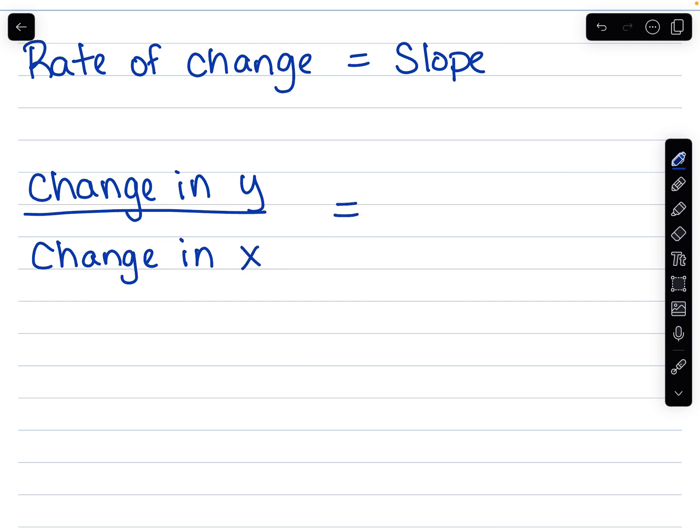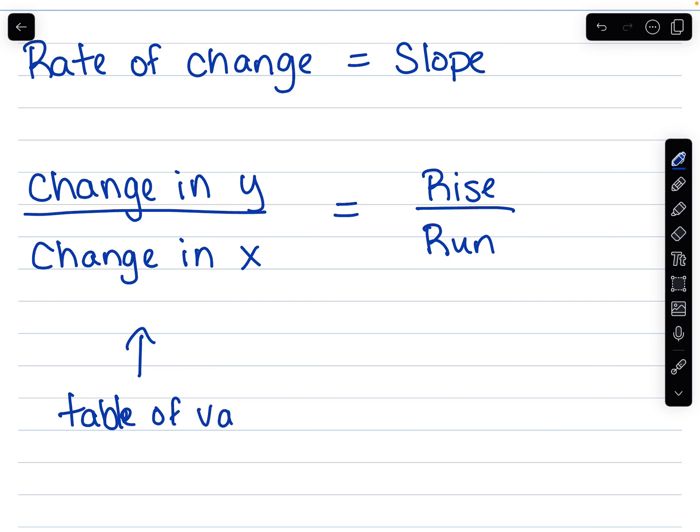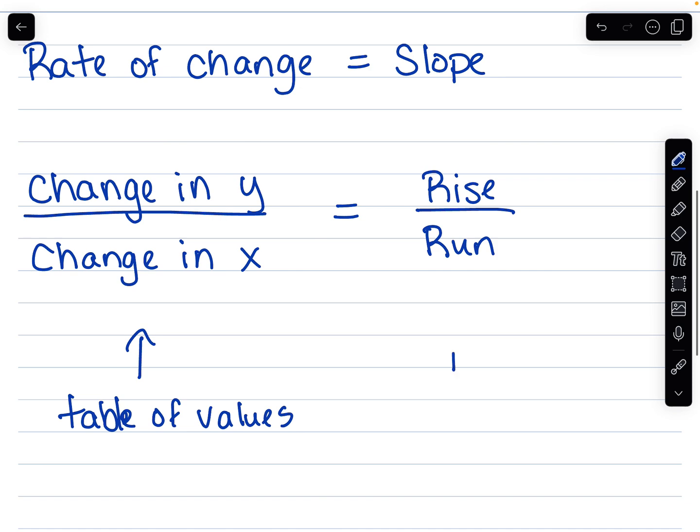The other way we'll look at is when we have a graph and we use rise over run. So if we have a table of values, we'll use change in y over change in x. If we have a graph, that's when we're going to use rise over run, okay? There's really one other main way we'll talk about slope, which we'll talk about tomorrow, and that's when we're given two ordered pairs. So today, we're just looking at these two ways first, change in y over change in x, and then rise over run, okay?